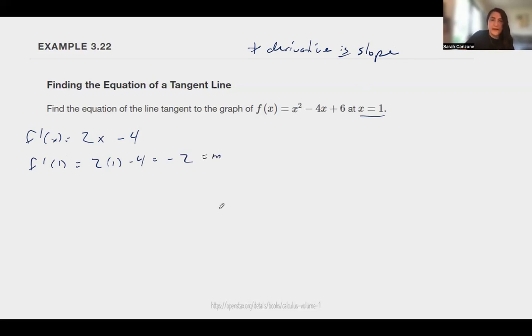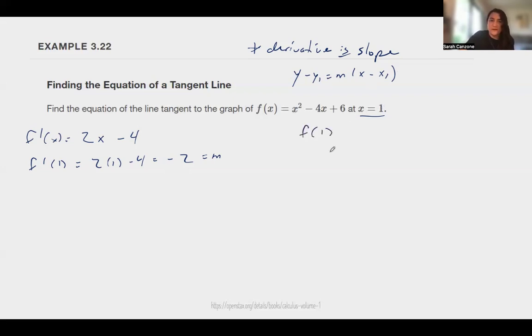This is our m. All right, well, we know the equation of a line is y minus y1 equals m times x minus x1. So we have to ask ourselves, do we have all the information we need? Well, we have an x, we have an m, we don't have a y. Well, we can very easily find the y. Now, we have to be careful to make sure that we're not using the f prime in place of the y. In order to find y, or y1 in this case, all we have to do is plug our x value into our original function.